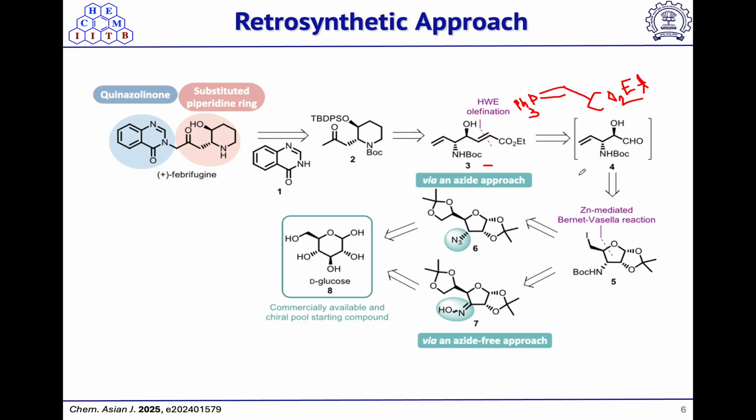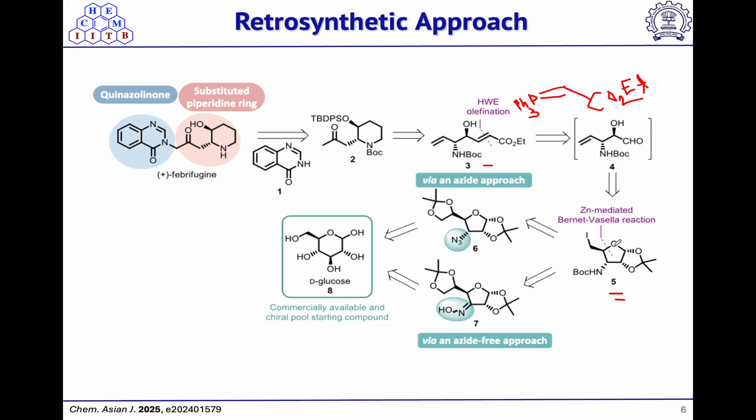Okay. Now this compound 4: if you see, it has two stereocenters, this one and this one. So basically we have to take it from a chiral building block. So we can think about this compound 5. This 4 we could get from compound 5 via this zinc-mediated Bernet-Vasella reaction. This is a name reaction; the scientists Bernet and Vasella developed this reaction.